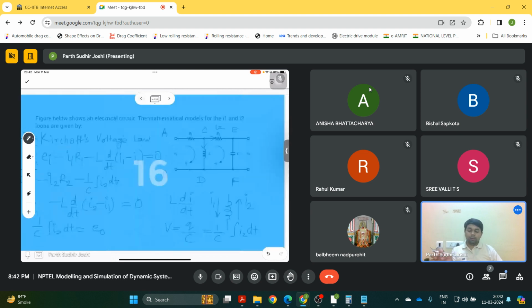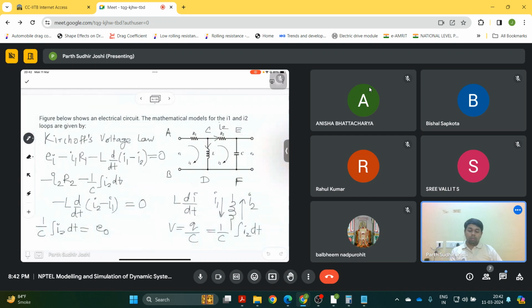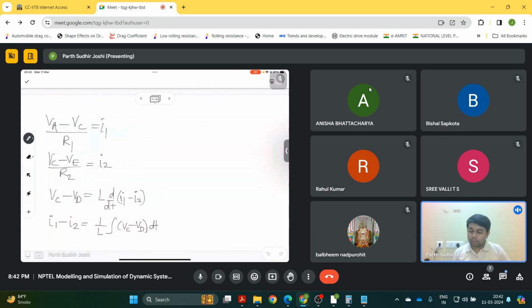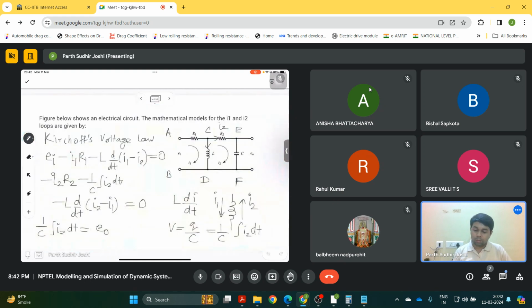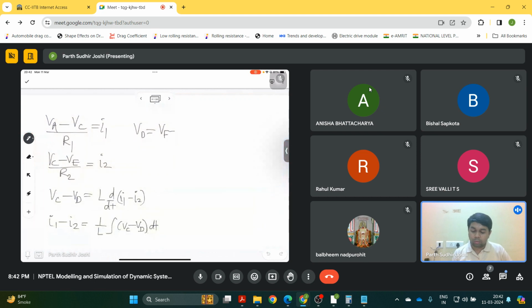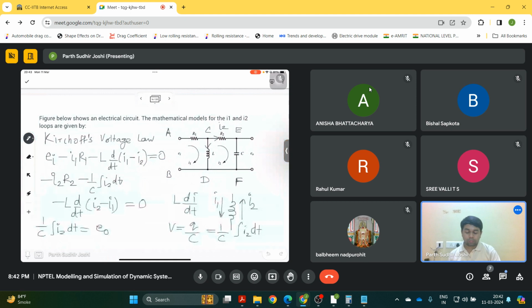So if we assume that the points D and F are grounded, so like VD is equal to VF is equal to 0, then we can simplify this equation slightly and then solve this equation for the voltage VE, and in terms of the currents.